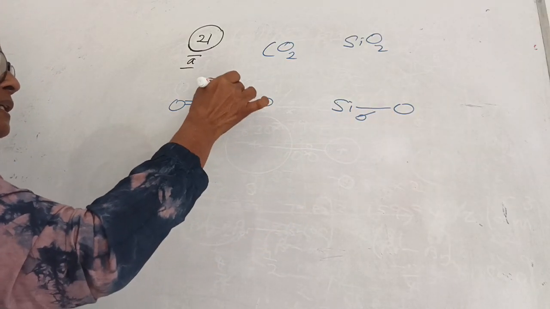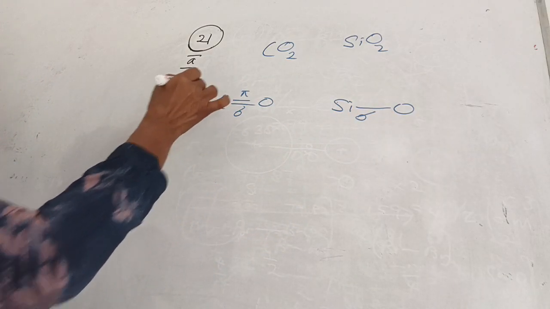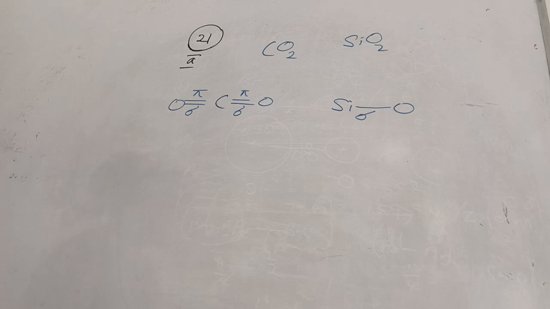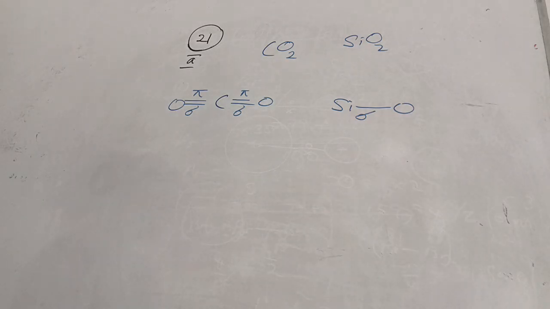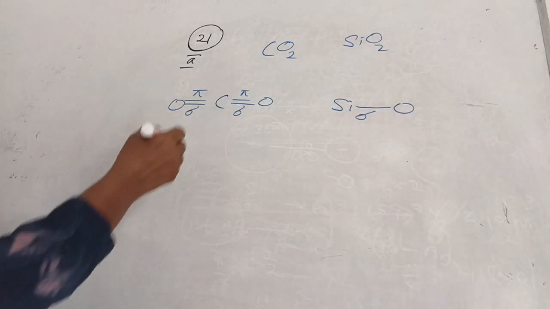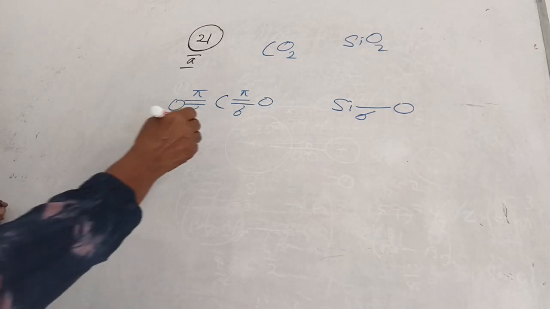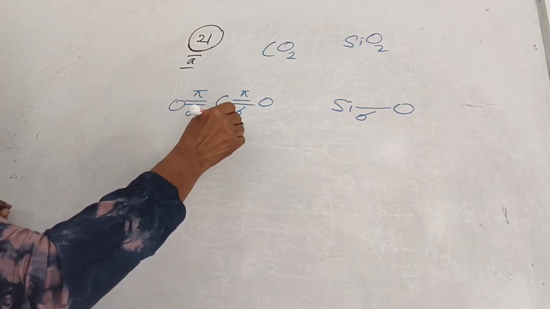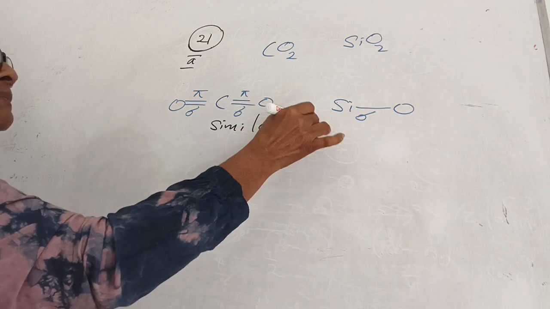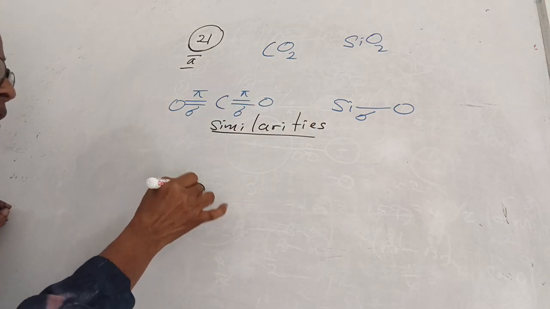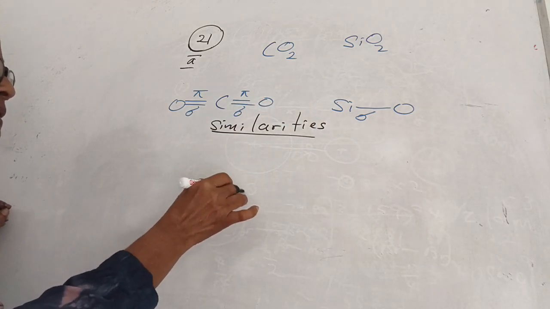You can see that obviously a double bond is present in carbon dioxide, which is a sigma and a pi bond. And for silicon dioxide, the covalent bond is only a single bond. So when it says compare and contrast, you should write down the similarities, and you should also identify the differences.